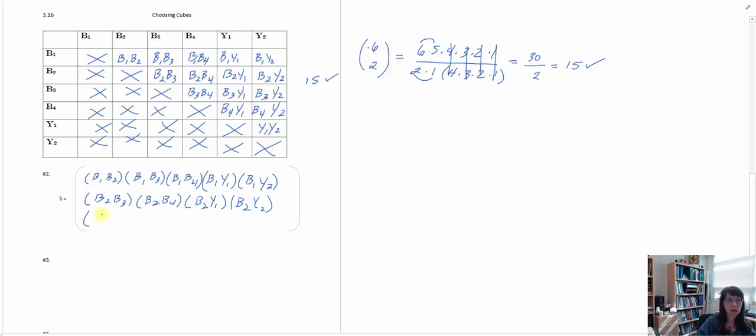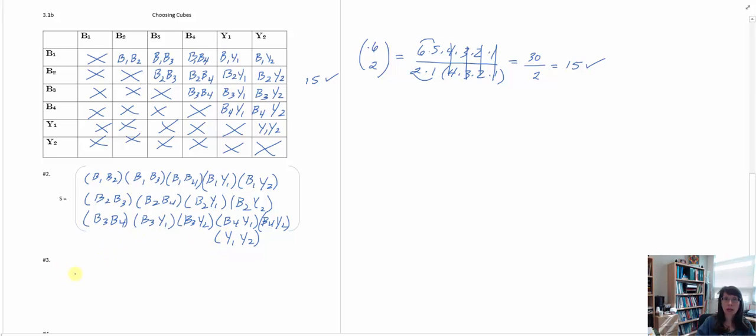My next combination is going to be using blue 3 block. So I'd have blue 3, blue 4, blue 3, yellow 1, and blue 3, yellow 2. Then with my blue 4, yellow 1, blue 4, yellow 2, and finally yellow 1, yellow 2. So we have 15 possible combinations. Those are the sample points for the experiment.